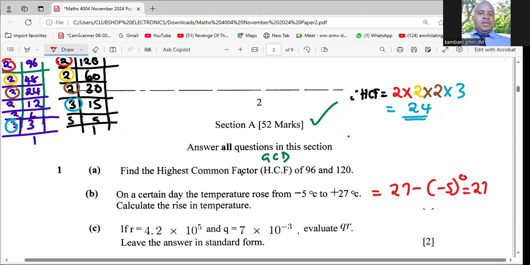So it would be 27, I'll put these units later on, plus 5. What does this give us? It will give you 32 degrees Celsius. That is how we get the rise there. We move to the next question.